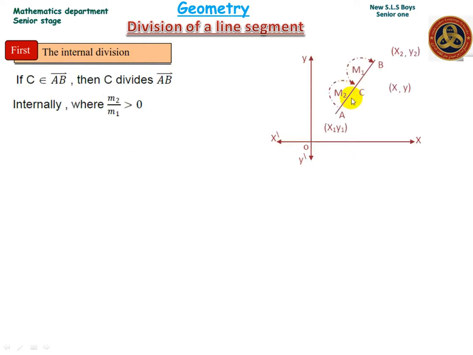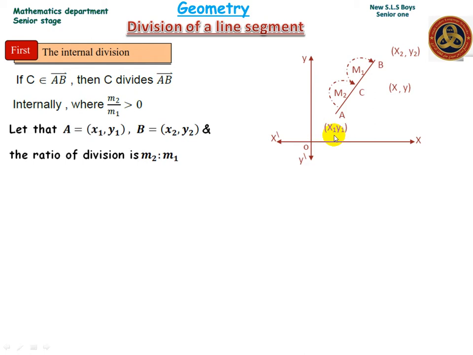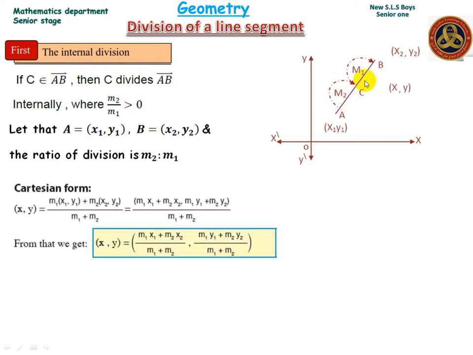If C belongs to the line segment AB, where C divides AB by the ratio m2 to m1, and if we suppose that A equals (x1, y1), B equals (x2, y2), and the ratio of division in this case is m2 to m1, then the point C using the Cartesian form is ((m1x1 + m2x2)/(m1 + m2), (m1y1 + m2y2)/(m1 + m2)). This is called the Cartesian form of point of division of the line segment AB.